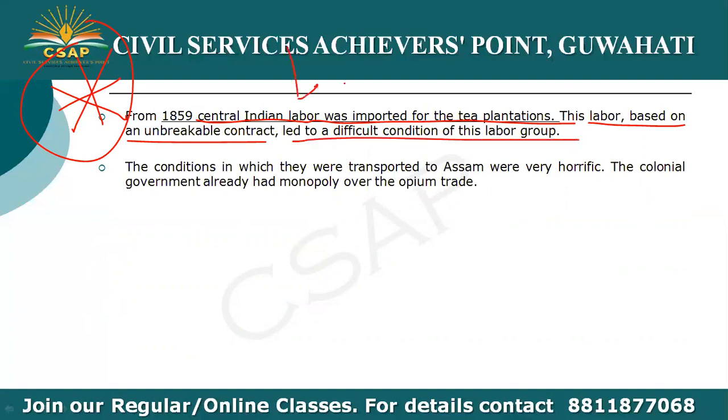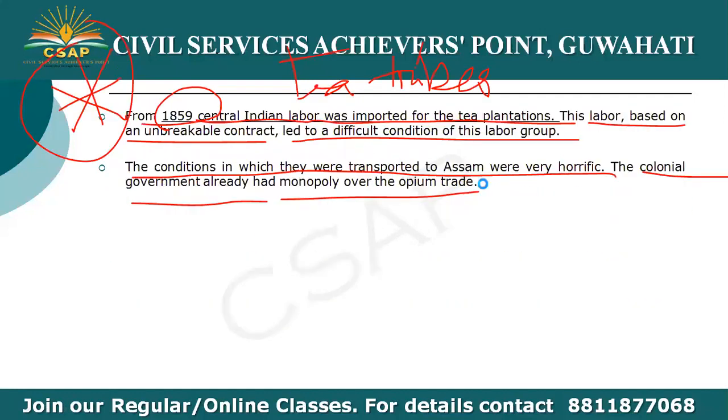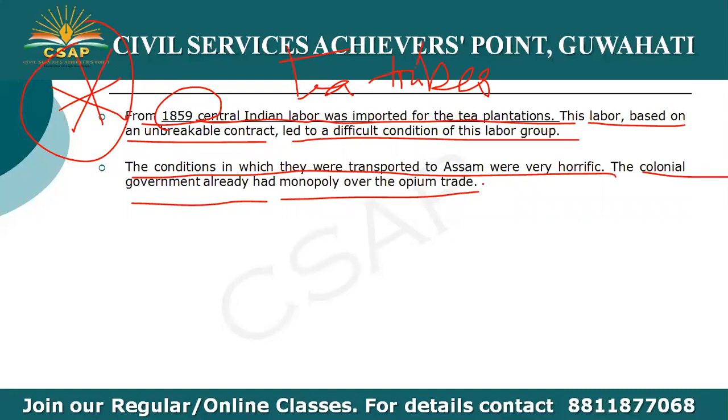So this is now in modern day, which we call the tea tribes in Assam. The immigration of tea tribes in Assam began around the 1850s. The conditions in which they were transported to Assam were very horrific, and the colonial government already had a monopoly over the opium trade. These contexts are very important, because as we will study in our later classes, this monopoly over the opium trade and the horrific conditions of the laborers and the farmers' communities led to various revolts in that period. So we will come to that in our subsequent classes.